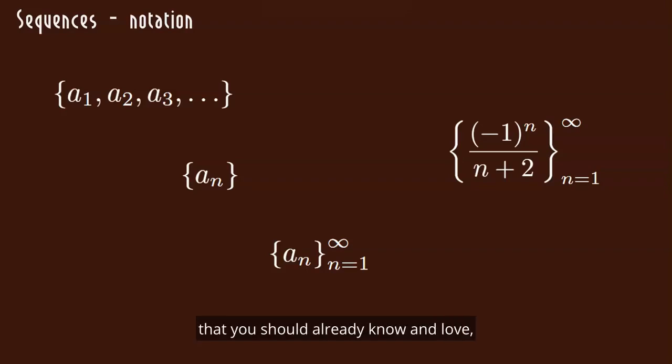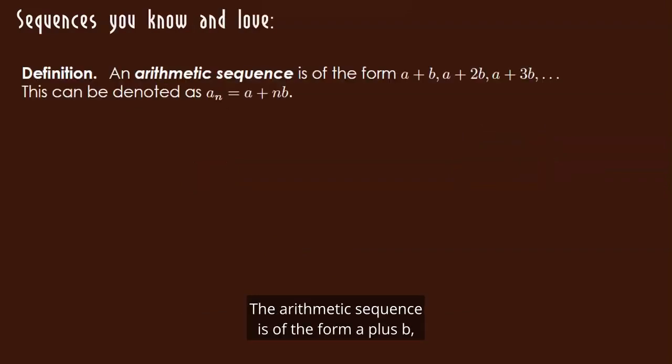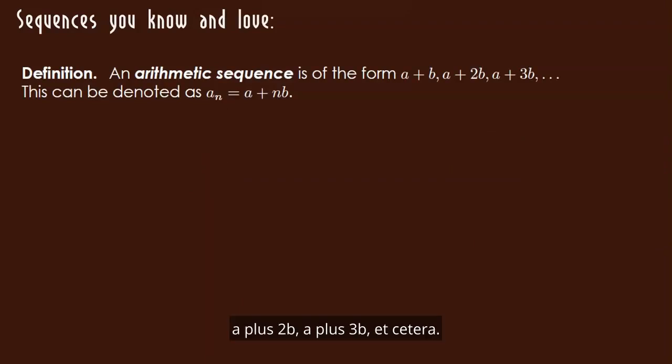Let's look at a couple sequences that you should already know and love, of course, because sequences are way cool. The arithmetic sequence is of the form a plus b, a plus 2b, a plus 3b, etc. Typically it's denoted by a plus n times b. So you're adding b to each of the previous terms.